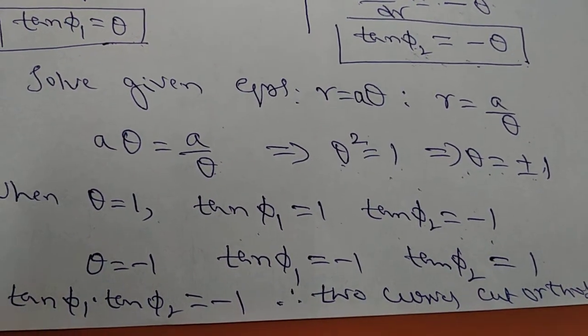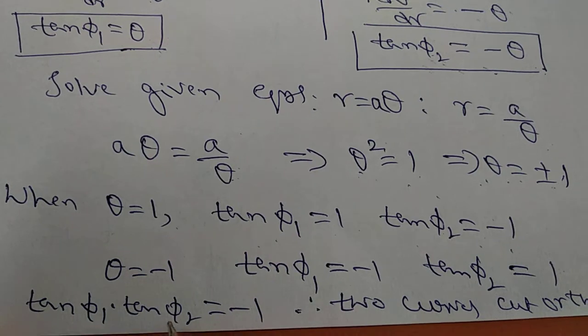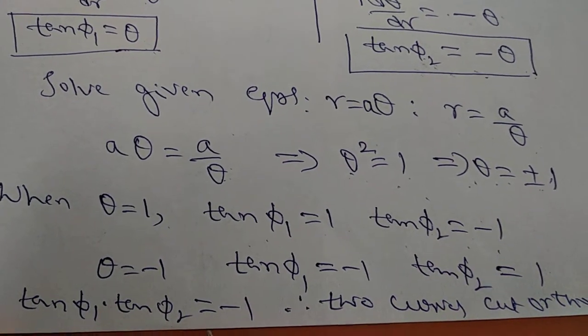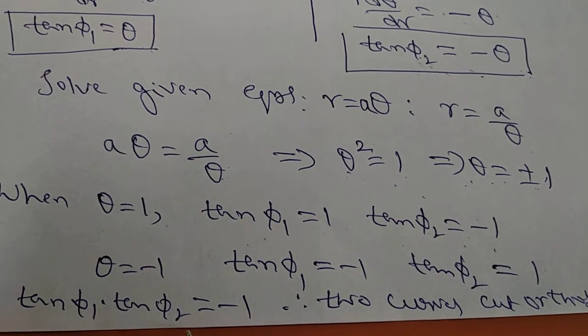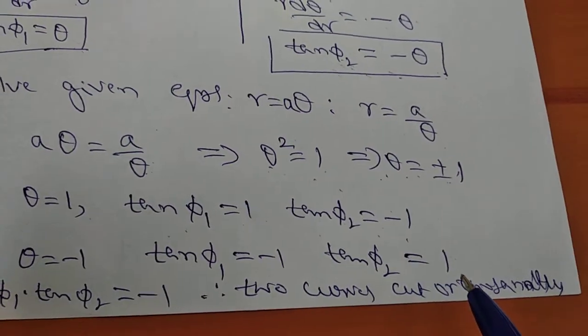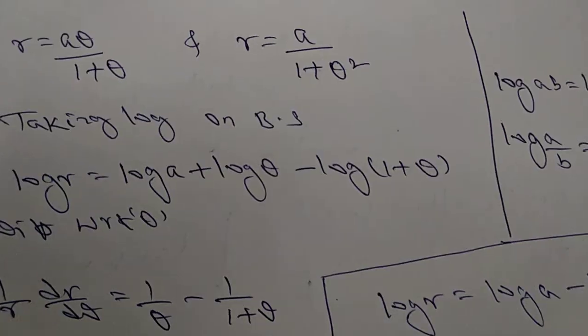We know one formula: tan phi 1 into tan phi 2. What is the answer? 1 into minus 1, that is equal to minus 1. That means m1 into m2 is equal to minus 1. Therefore, the two curves cut orthogonally.